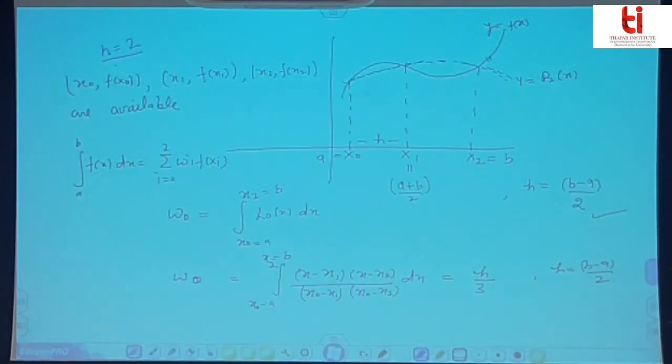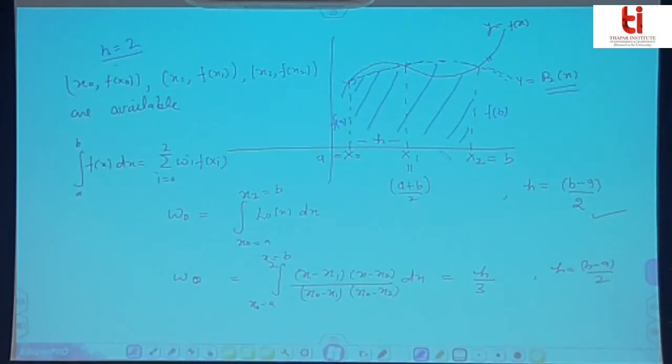Okay, so the area that we have to compute will be between the x-axis, f of a, f of b and y equal to f(x). But since we are approximating y equal to f(x) by the second degree polynomial p2(x), the area now under consideration will be between the x-axis, f of a, f of b and the polynomial y equal to p2(x). Okay, so that is the reason.